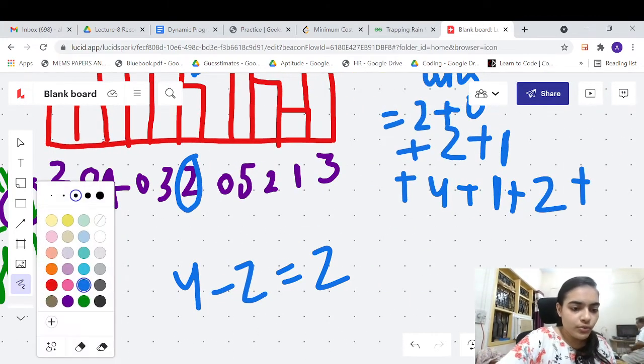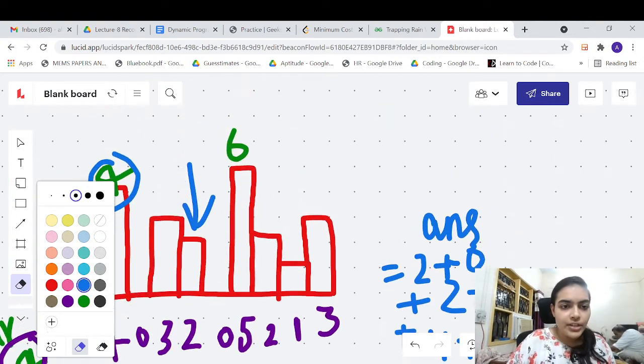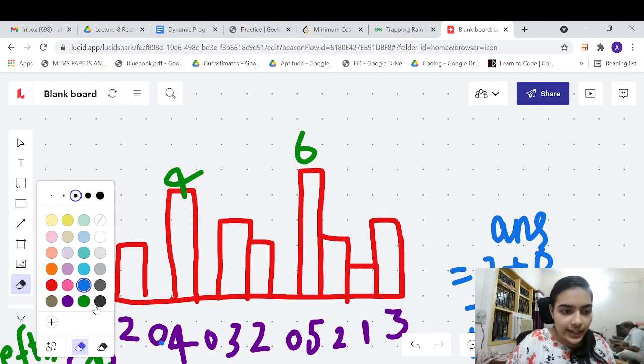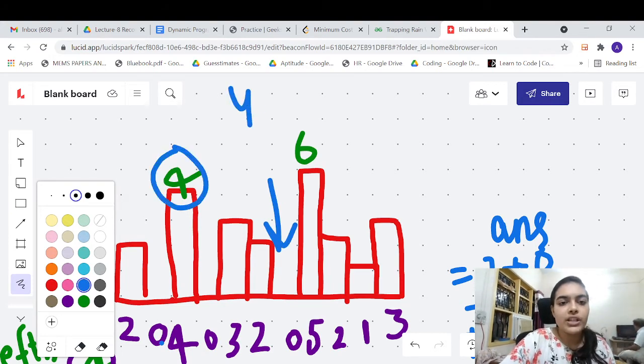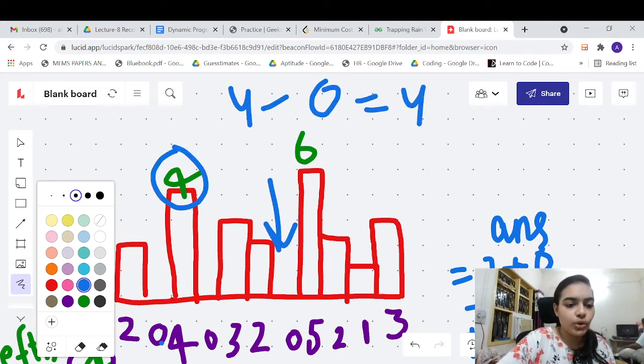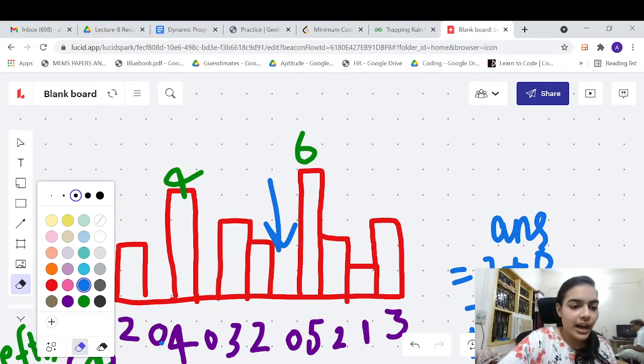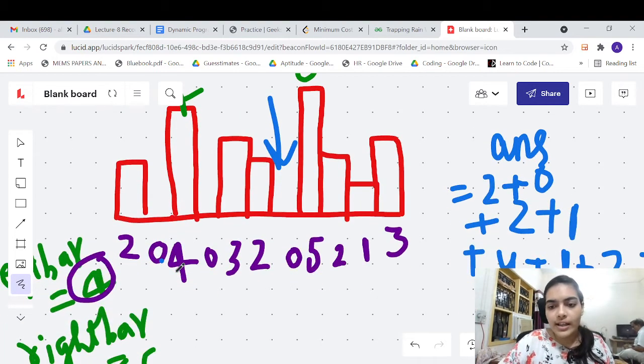Okay, now let us do one thing. Let us go to the next element. So what is the next element? Next element is 0, right? Height of left bar is 4. Height of current bar is 0. It will store 4 amount of water. Okay, so let me add 4 to our answer.